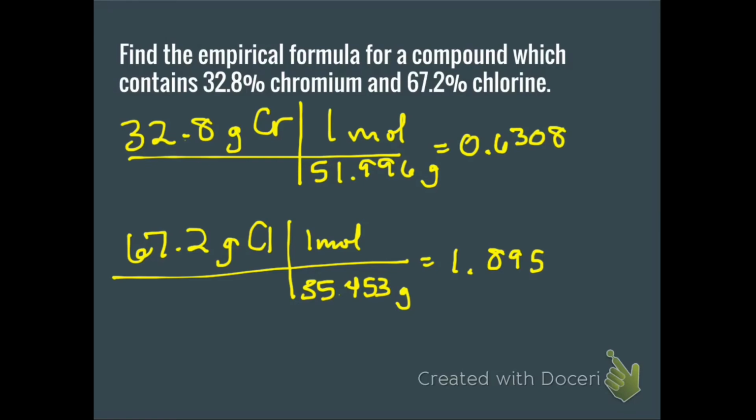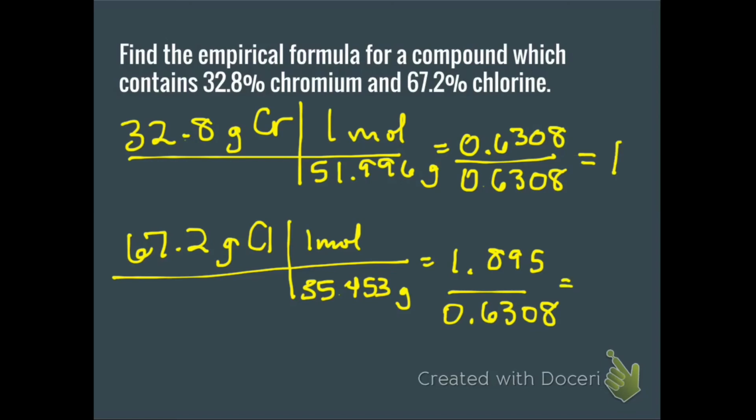We know I have to divide by our lowest moles, which in this case is going to be our chromium, because we want our ratio to our least abundant element. So we know same number divided by itself is always 1. This is going to give us 3.004, which is pretty well 3. So our empirical formula for this chromium compound is going to be CrCl3, which means we've got chromium 3 chloride.